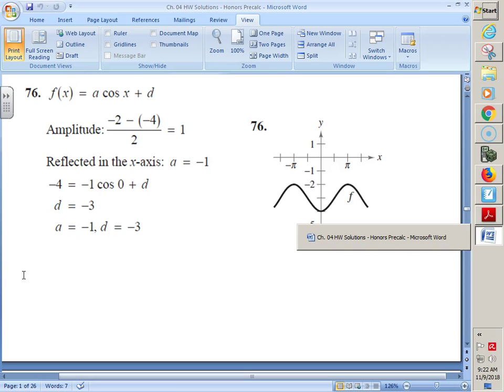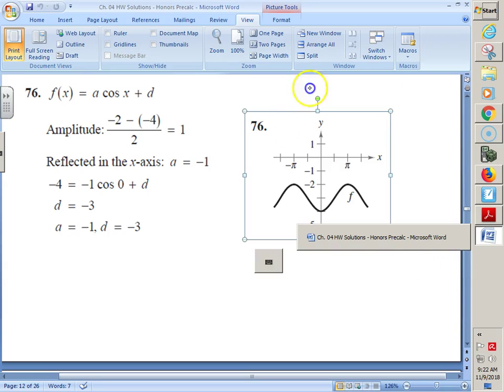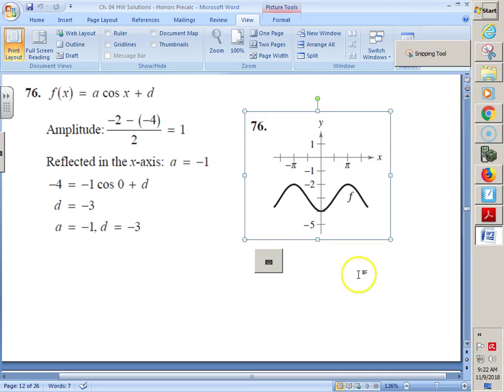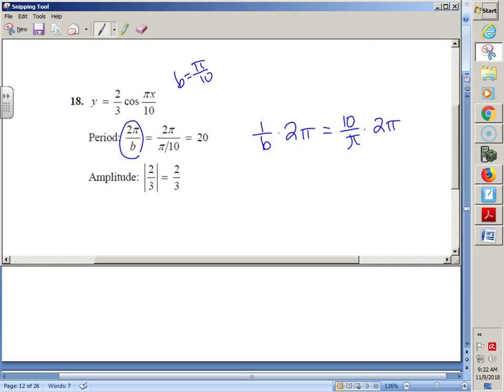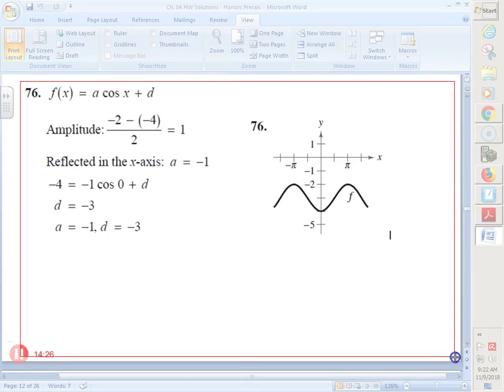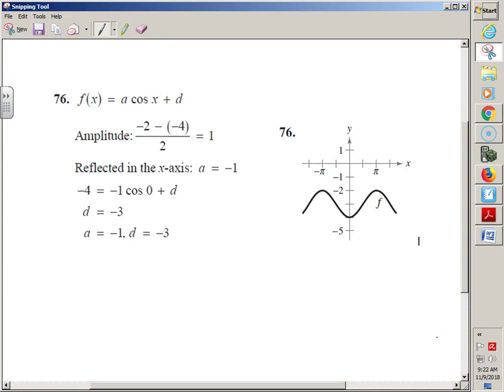I don't like how they wrote this. I don't know about you guys, I like it better when it's all nice and plugged in. So we're going to get y equals. So -3 is my sinusoidal axis. How high, how low? Doesn't it just go up 1, down 1? So 1.